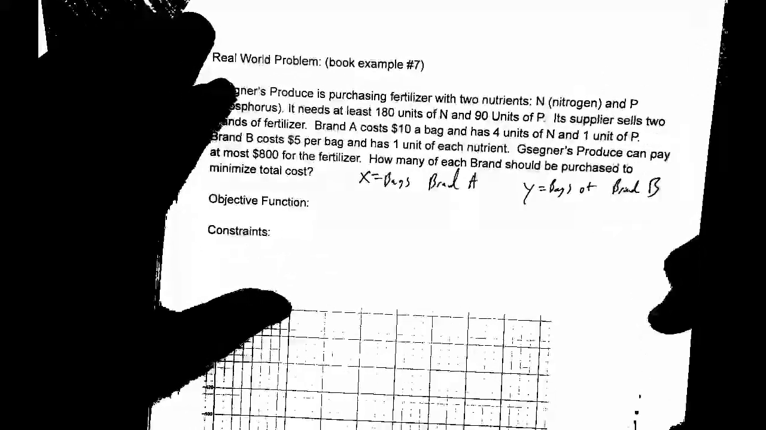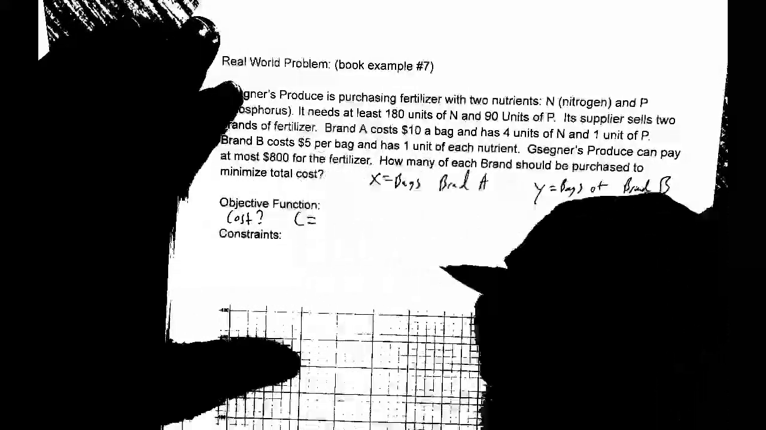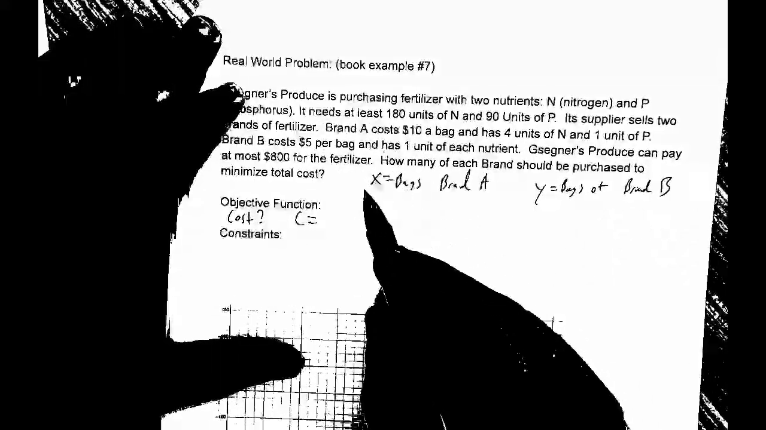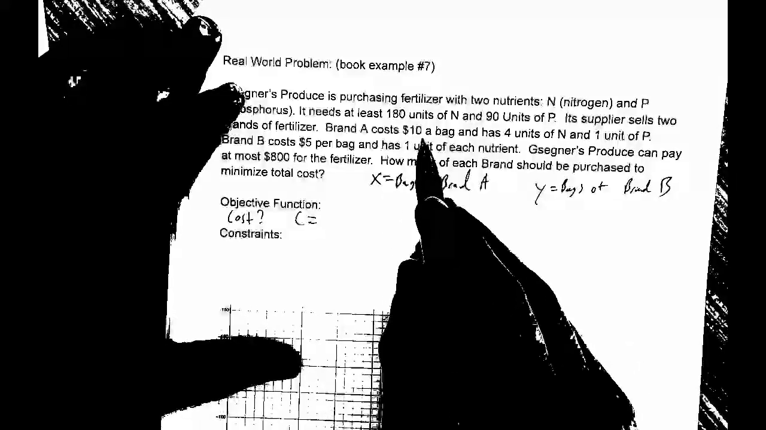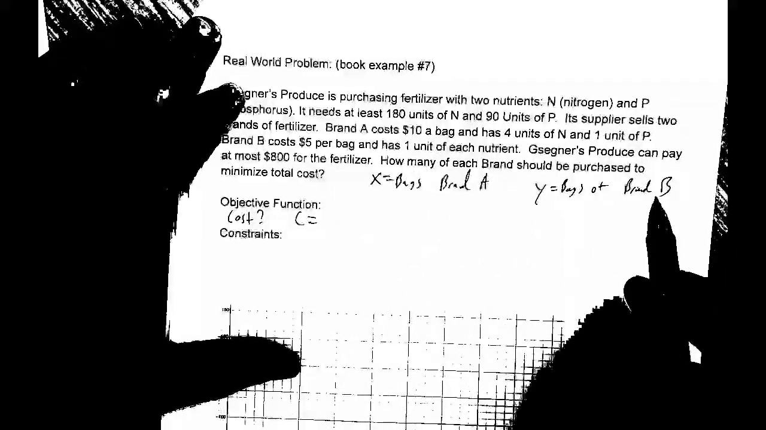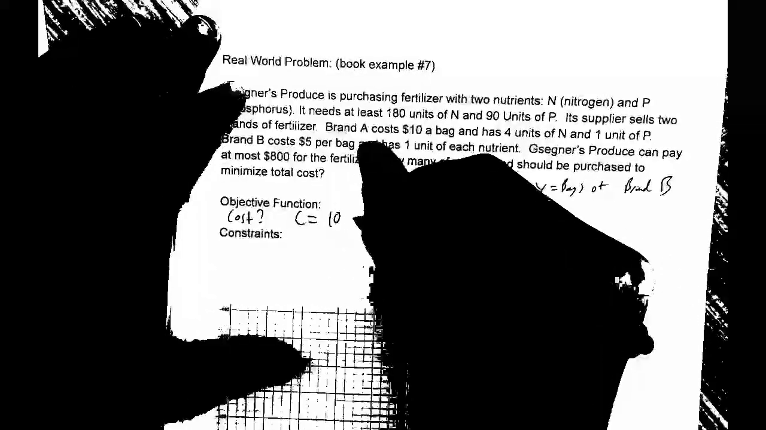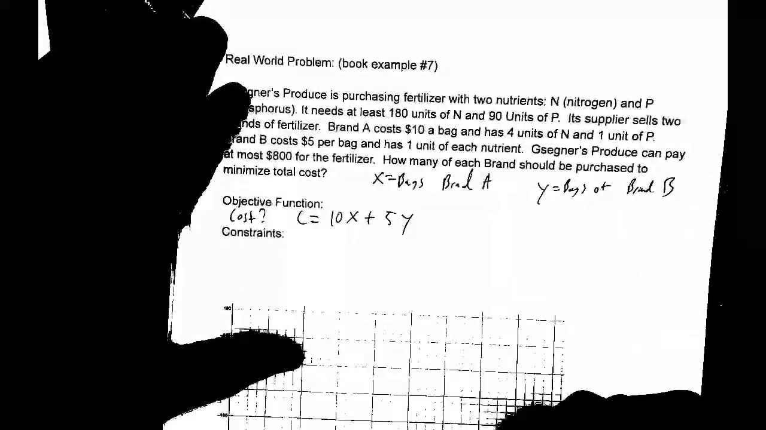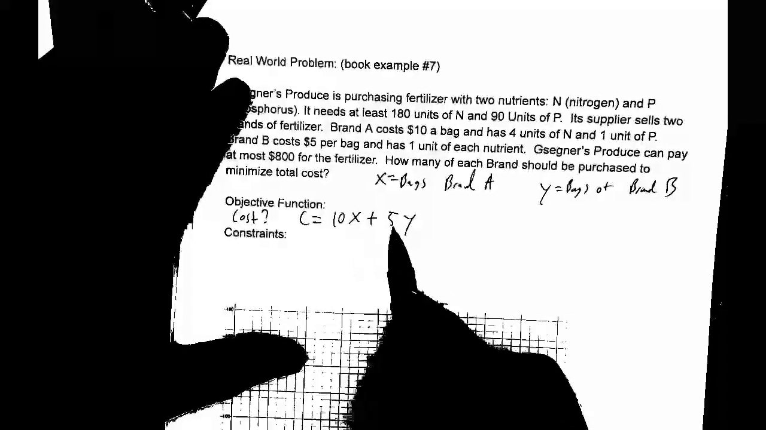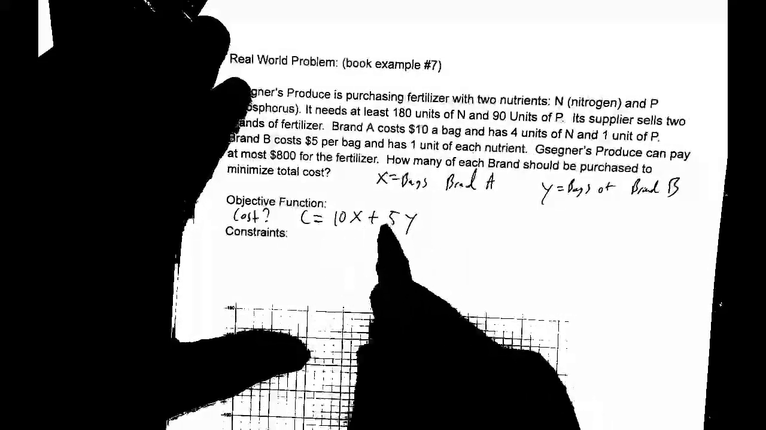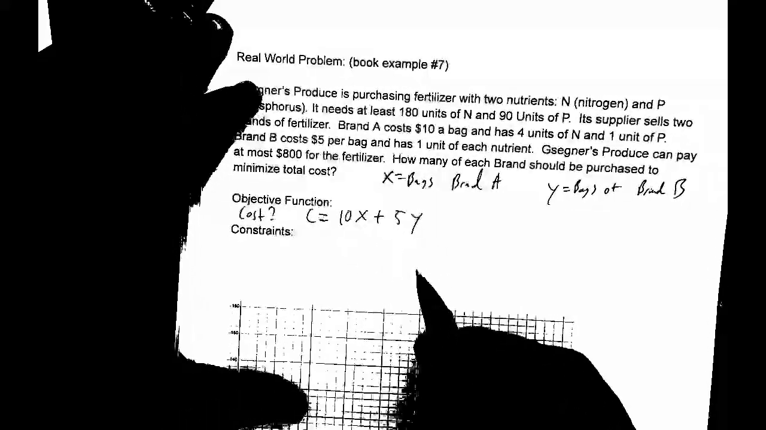So let's get our objective function first. This is going to be cost. Well, how much do each of these bags cost? Well, we know that X, which is brand A, is $10 a bag. And we know that Y, which is brand B, is $5 a bag. So cost would be 10X plus 5Y. Make sense? It's $10 for bag X, $5 per bag Y. Just add them together. Constraints.